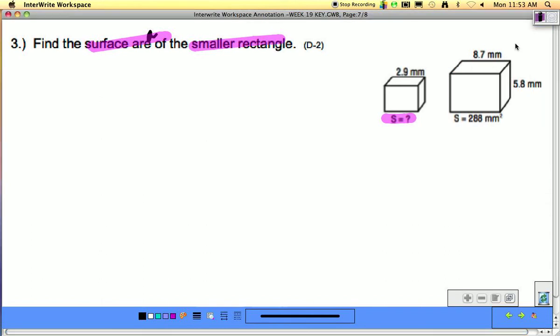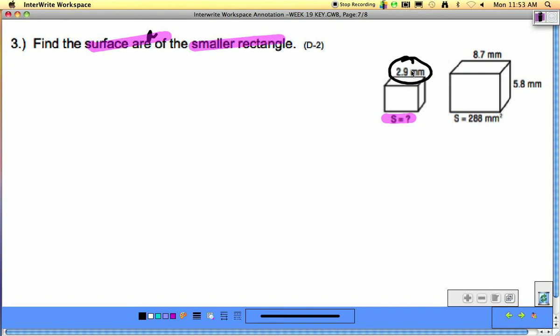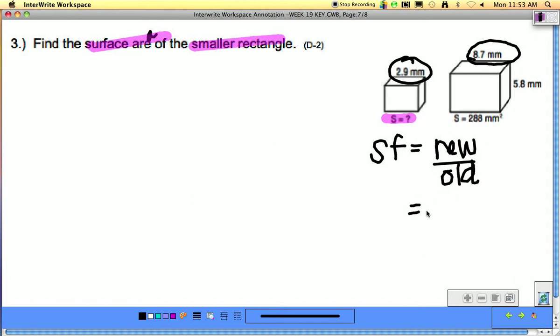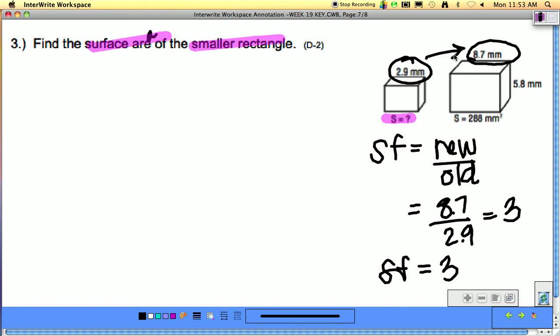So if I look at these measurements here, I see that on this one I don't really have any dimension except for this one right here. And so I'm going to have to find the corresponding side on this one over here, which is this. So to find the scale factor, I have new over old. So on this one, it's 8.7 over 2.9. So that's going to simplify down to 3. Okay, so the scale factor is 3, which means that from this way to that way, we multiplied by 3.